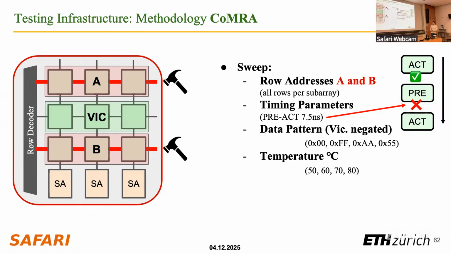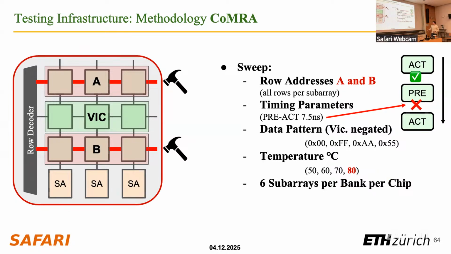The data patterns they used ranged from all zeros to all ones, and then some checkerboard patterns, so alternating. And the temperature ranged from 50 to 80 degrees C in 10 degrees increments. But for all the figures that I will show, 80 degrees C will be the one that the DRAM chip was at.